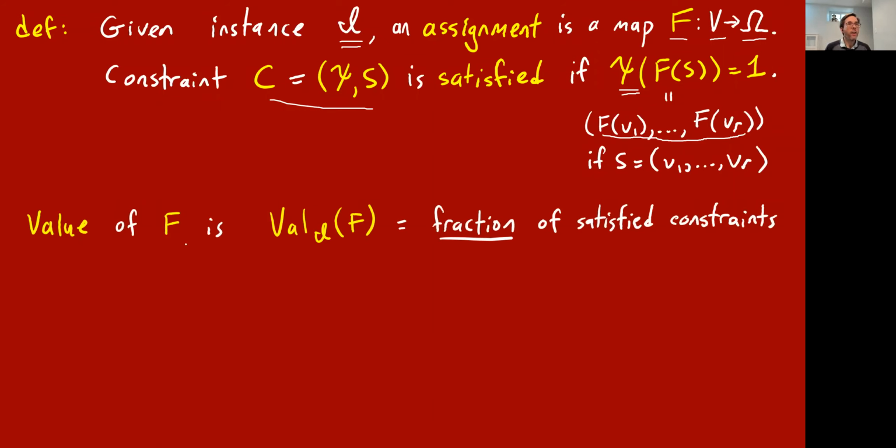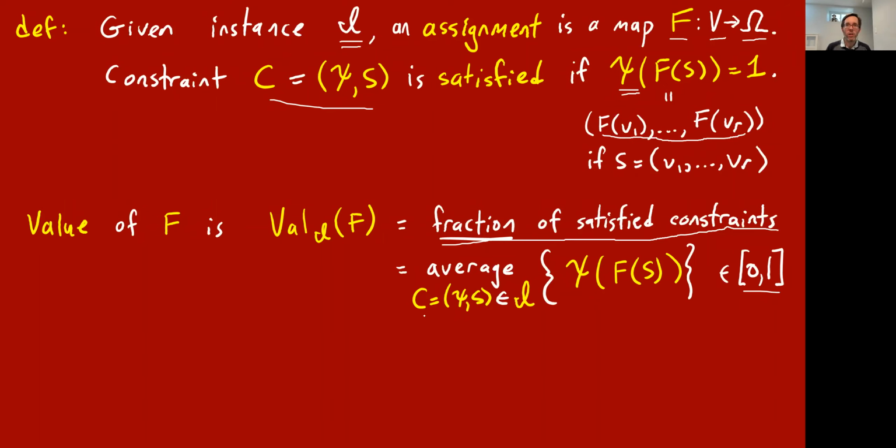Further definition, we say the value of F is, not the number of satisfied constraints, but I prefer to call it the fraction of satisfied constraints. Pretty much the same difference. I do that because I want the value of an assignment to always be between 0 and 1. A funny way to write it would be to average, over all the constraints, the predicate applied to the scope with this assignment F. And that works because the predicates output 0 or 1 for whether or not they're satisfied. So if you average all these 0, 1 values, you indeed get the fraction of satisfied constraints.